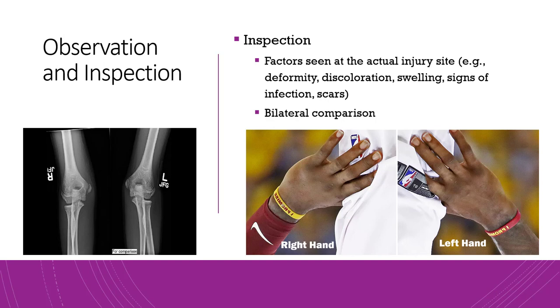When possible, we would like to use a bilateral comparison. For example, in the picture, we have LeBron James's hands. We have his right hand and his left hand. We can see that the right hand is a little bit more swollen, and there's a possibility that he actually had a fracture in this hand when he was playing.